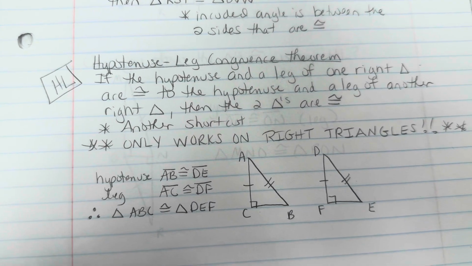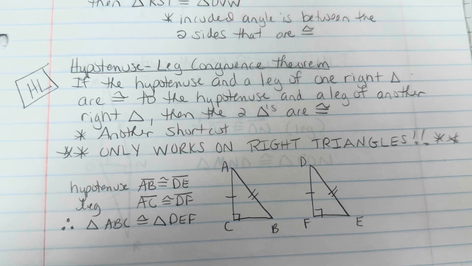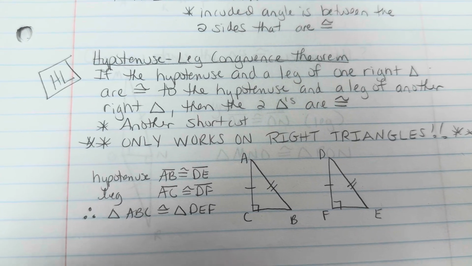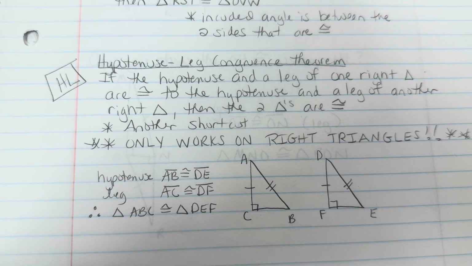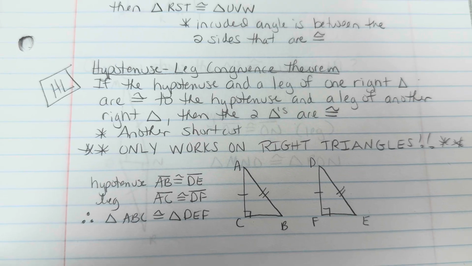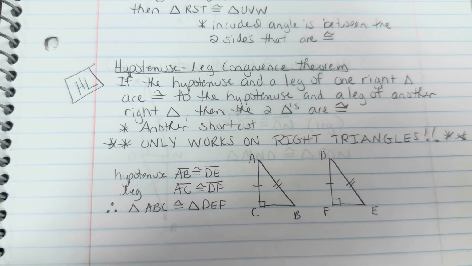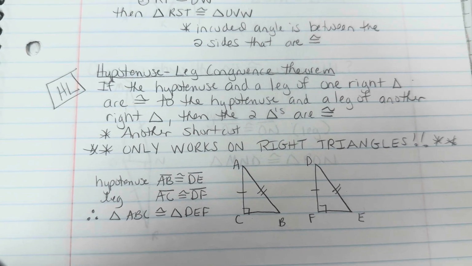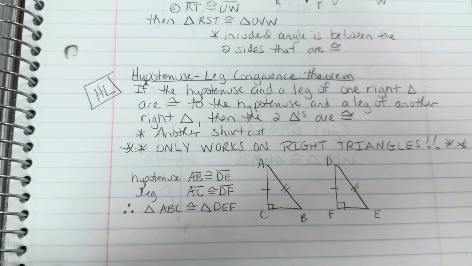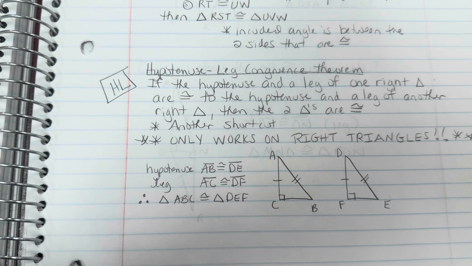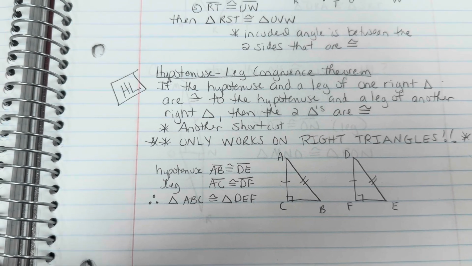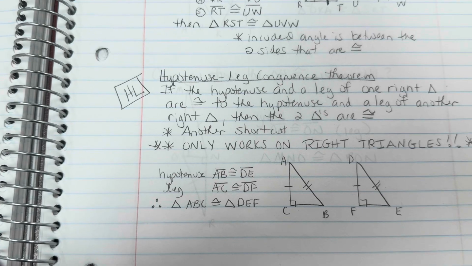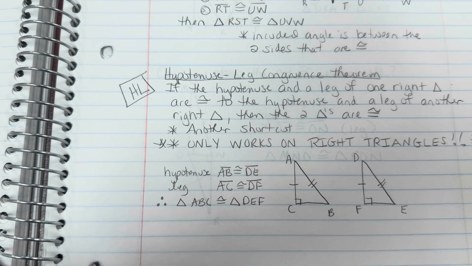The other new shortcut for today is hypotenuse leg. Of course, hypotenuse leg will only work for a right triangle. So before you try to use this shortcut, please make sure that you're using it for a right triangle only. That's a common mistake. Don't let that happen to you. So it says if the hypotenuse and a leg of one triangle are congruent to the hypotenuse and leg of another triangle, then the triangles are congruent.